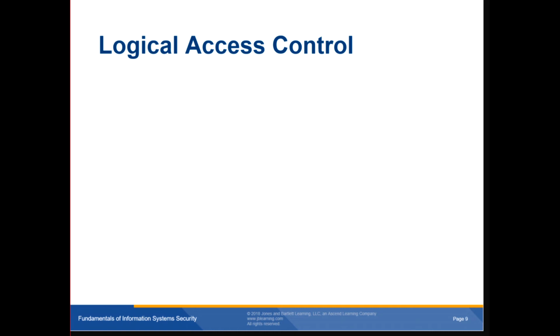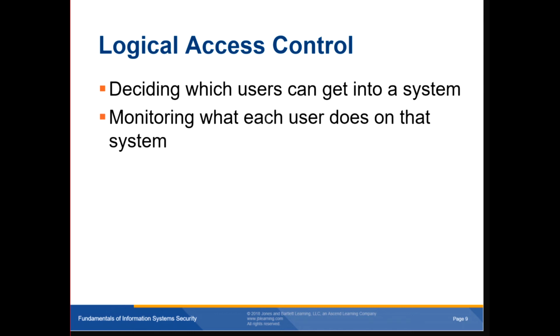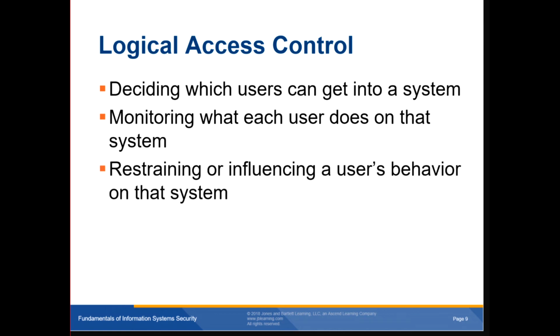On the other hand, we have logical access control, deciding which users can get into a system. For example, HR employees may be the only employees who are allowed to reach sensitive information stored on a human resources server. Monitoring what each user does on that system. For example, certain human resource employees might be allowed to view documents, but other HR employees might be able to actually edit those documents. Restraining or influencing users' behavior on that system. An example using HR again: an HR staffer who repeatedly tries to view restricted information might be denied access to the entire system.